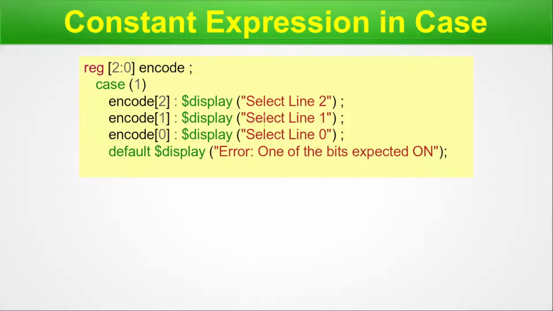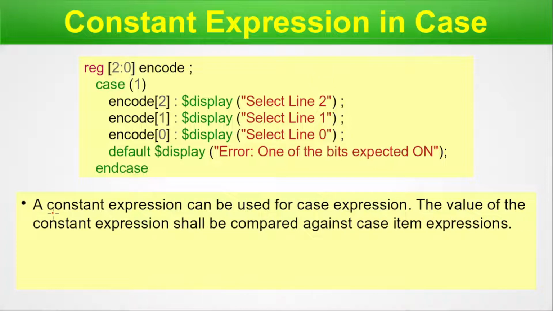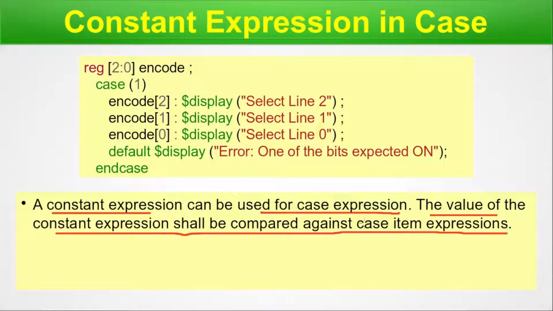Now let me explain how this constant is working. A constant expression can be used for the case expression. The value of the constant expression shall be compared against the case item expression. That means this value is compared with this value, right? So encode can have multiple values.